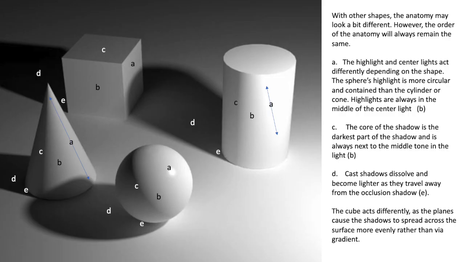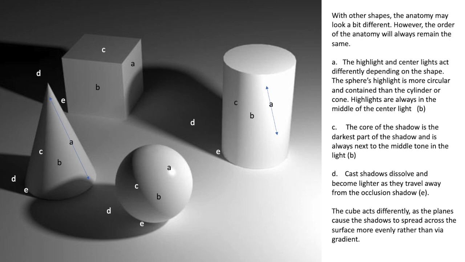Planar shapes will behave differently than the rounder geometric shapes we've covered earlier. Notice how the cube divides the same light, but it looks as if it is lit differently. The planes which make up its form cause the light and shadows to spread across the planar surfaces. Notice how the core of the shadow makes up one plane, the highlight another, and the midtone a third still.